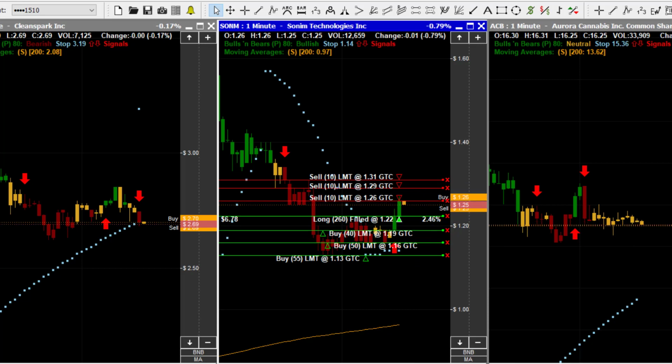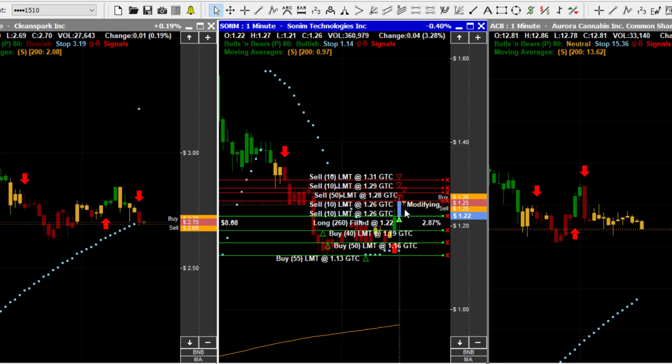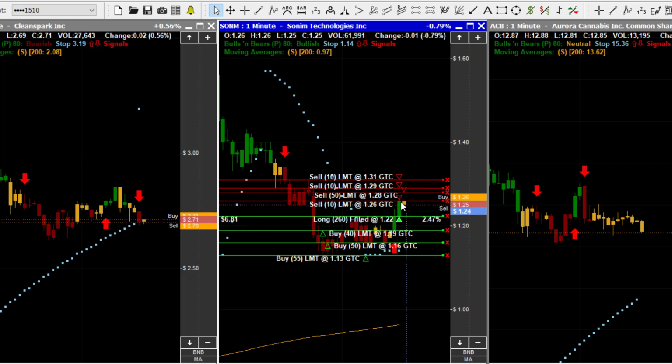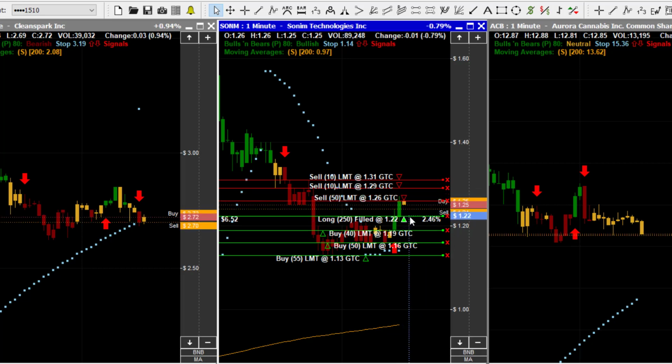I've been doing this for 25 years, and you just can't do it with something that doesn't visually represent. Look how easy I'm moving all these orders. I'm just moving them on the screen and dragging them around and putting them where I want them. You can't do that with just an order entry platform.